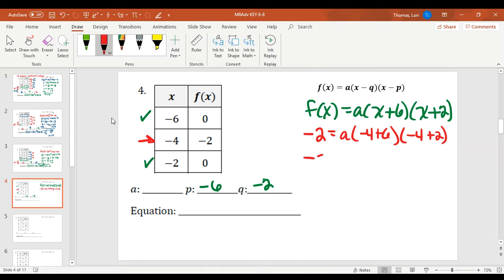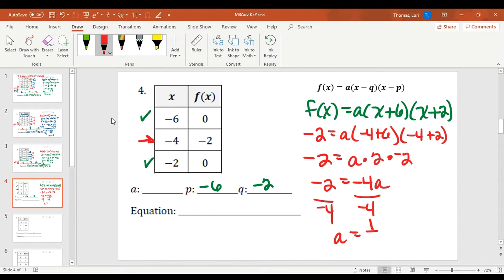and then let's simplify the right side. So we have a times 2 times -2. 2 times -2 is -4 times a. And now let's solve for a. And my a value is +1/2.